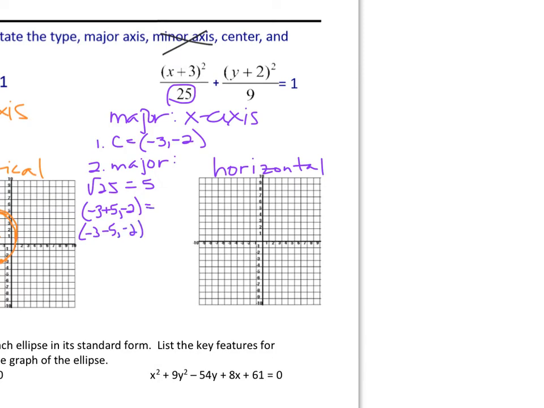-3 plus 5 is 2. So we'll be at (2, -2) for one of our vertices. -3 minus 5 is -8. So (-8, -2) will be our other major vertex. Let's plot these three coordinates. Our center is (-3, -2). And our major vertices, if we count 5 to the right, will be at (2, -2). 5 to the left from the center will be at (-8, -2). Let's go ahead and determine those minor vertices.